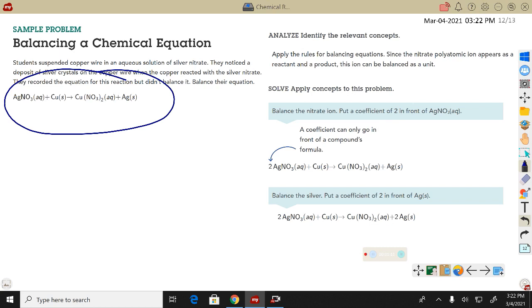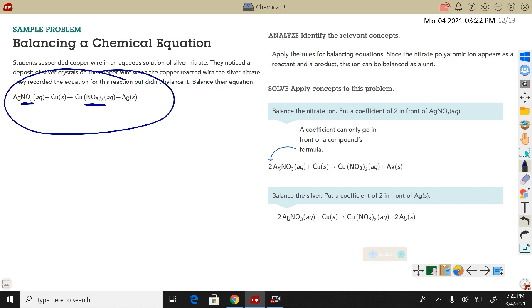Silver is balanced. Now when you get to polyatomic ions, if they stay the same on both sides, it is a huge time saver to balance them as an ion. Rather than splitting this apart and trying to balance the nitrogen atoms and the oxygen atoms, if NO3 stays NO3 on both sides, just think of it as one ion. Here I have one nitrate ion on the reactant side, but on the product side, there are two nitrate ions. Then I need two nitrates on the reactant side.